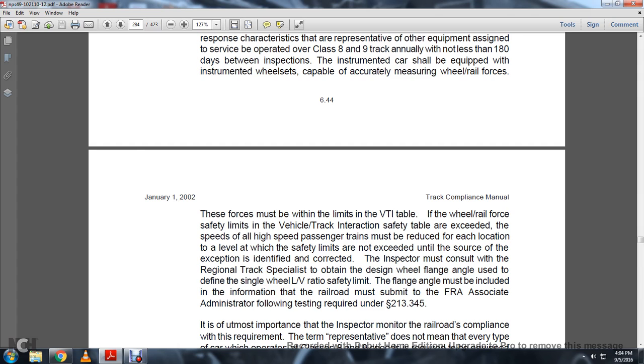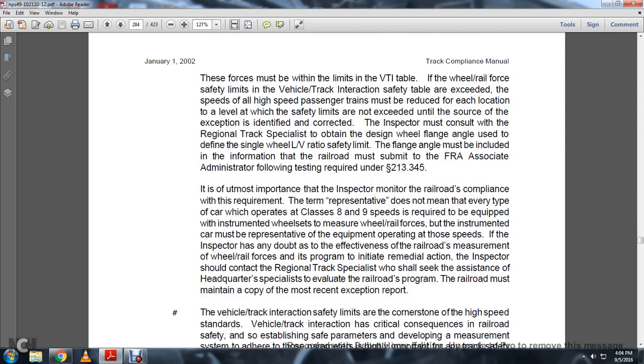The inspector must consult with the regional track specialist to obtain the design wheel flange in use and define the speed with the lateral vertical ratio safety limit. The flange angle must be included with the information the railroad must submit to the FRA associated with the administrative following tests required in section 213.345.